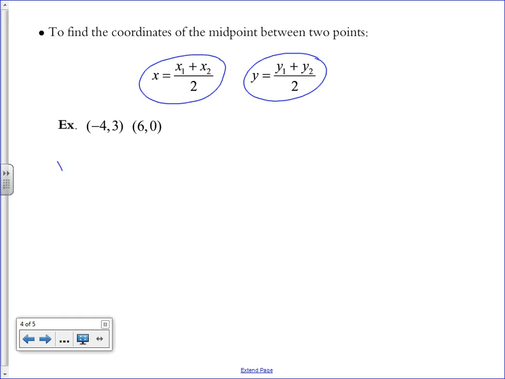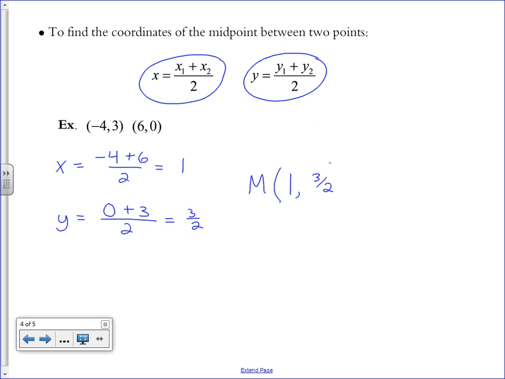So to find our x coordinate, we're going to add our 2 x values together, divide by 2 to find the average. Negative 4 plus 6 is 2, divided by 2 is 1. To find our y coordinate, we will add our 2 y values together. Doesn't matter what order you add in. Divide by 2. So 0 plus 3 divided by 2. We'll leave it as just a simplified fraction. You don't need to get a decimal answer. And so the coordinates of our midpoint, which we usually call M, are (1, 3/2).